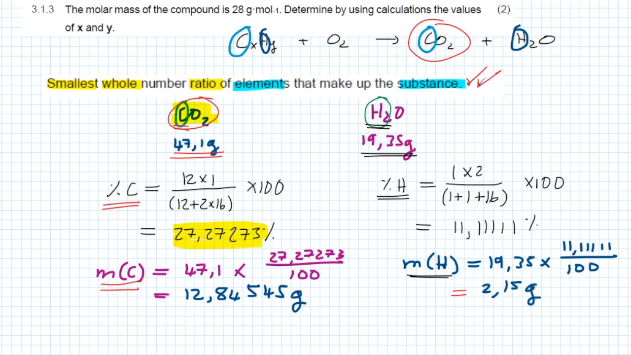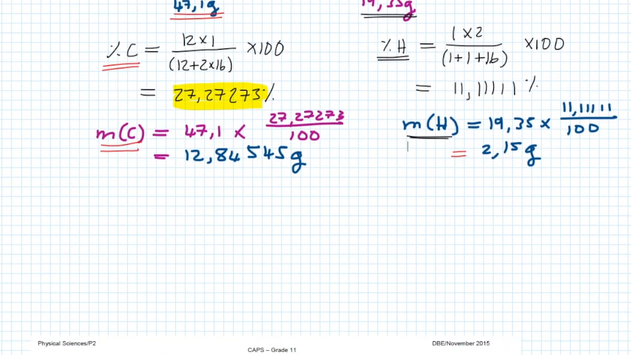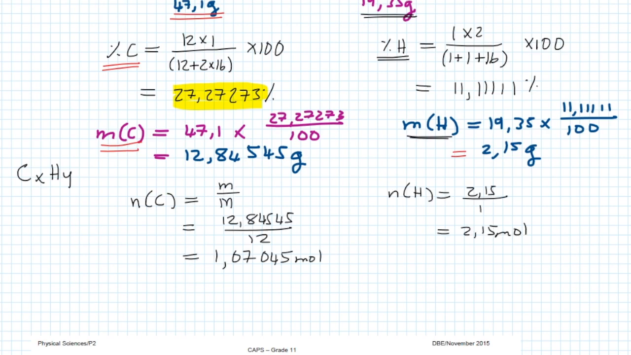So now that I have the masses of the two elements in the compound CxHy, everything flows as normal for empirical formula. So step number 1, we're going to determine the number of moles of carbon and the number of moles of hydrogen, by saying that number of moles is equal to mass divided by molar mass.